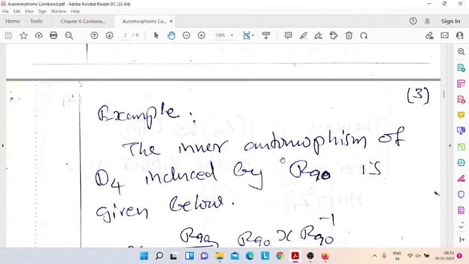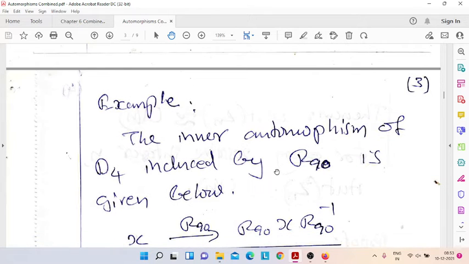The inner automorphism of D4. An example for the inner automorphism is provided here. In this example, we are discussing the inner automorphism of the group D4 induced by the element R90. R90 is an element of D4, so our inner automorphism is induced by the element R90.